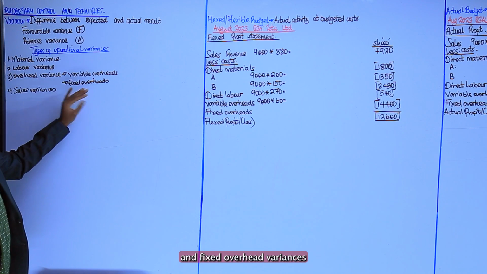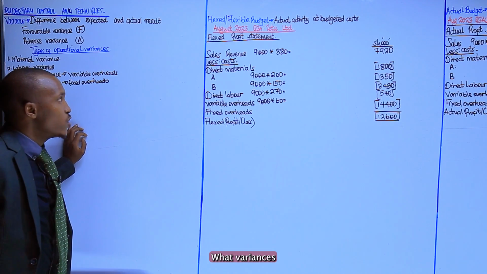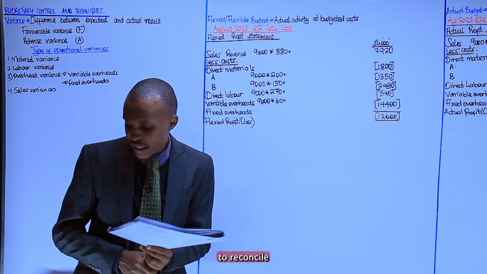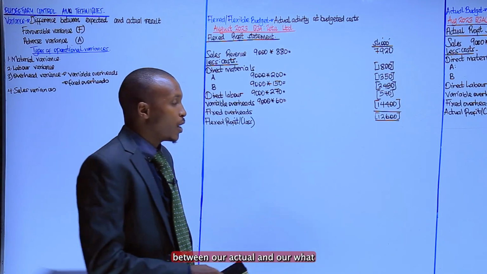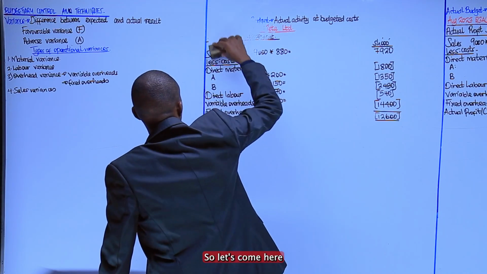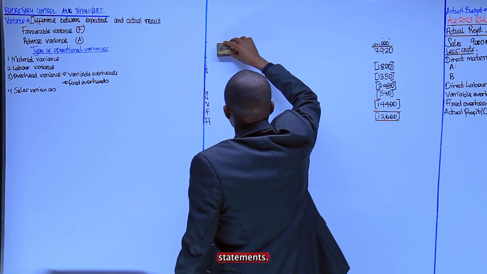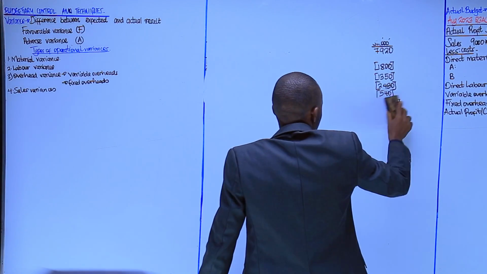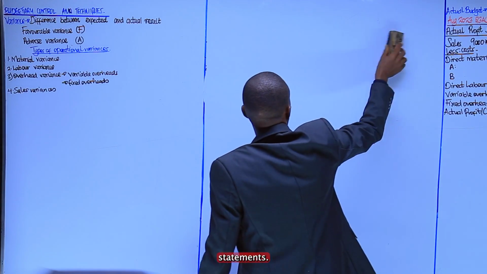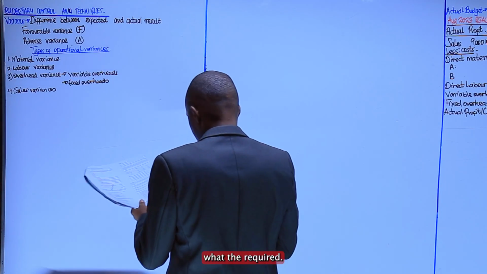We are going to prepare material variances, labor variances, variable overhead and fixed overhead variances. We are also going to prepare sales variances, so that we can use this to reconcile between our actual and our budgeted. So let's come here and prepare reconciliation statements, which is what they required.